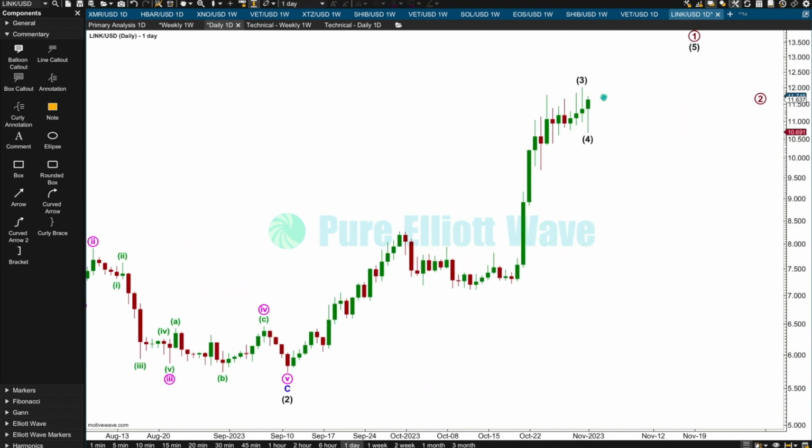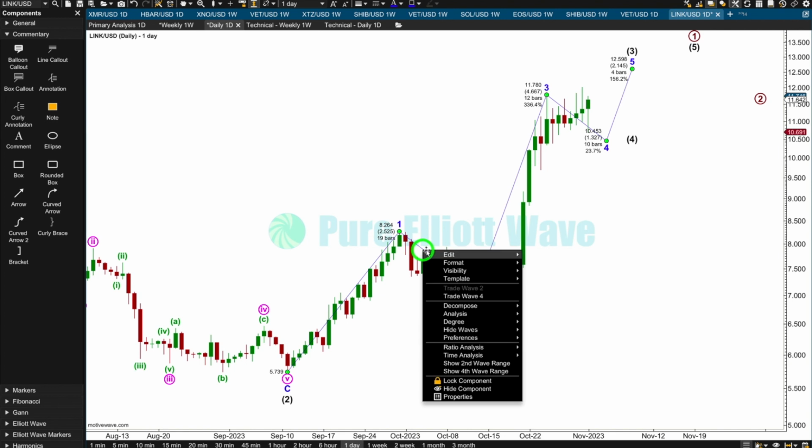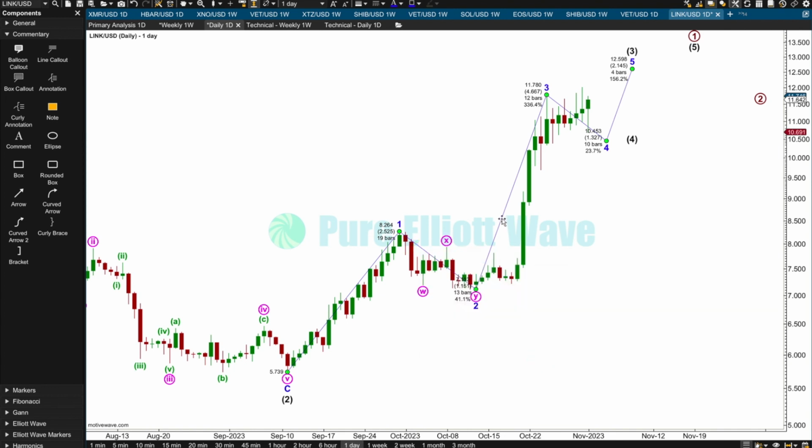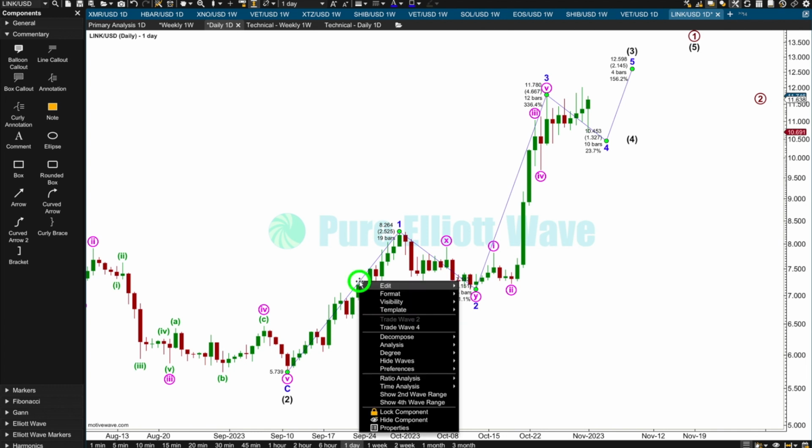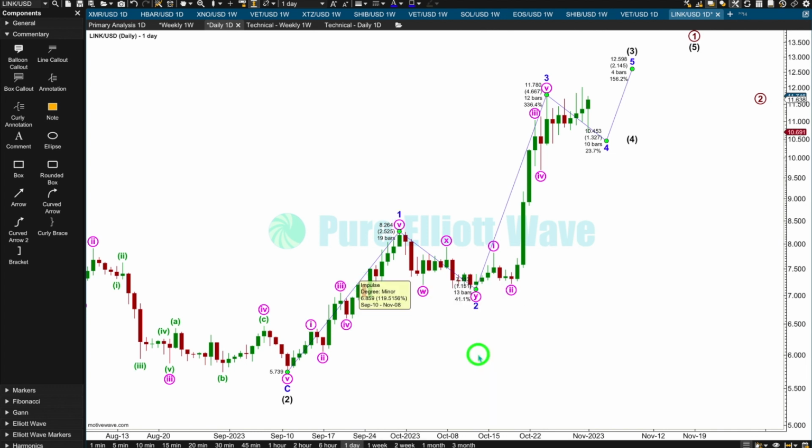Now let's see if the structure of intermediate 3 could be complete. Could be. 4 could continue further. I'd label 2 as a double zigzag. I'd label 3 as a complete impulse. That looks pretty good to me. And 1 doesn't really matter because it's obviously over, but yeah, that looks okay.